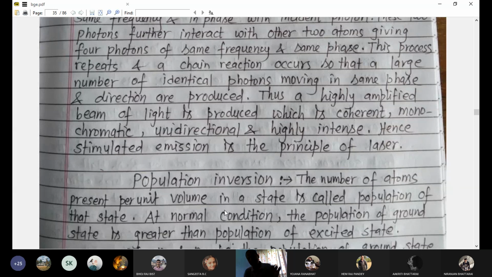एउटाले दुईटा निकाल्यो, दुईटाले अरु दुईटा निकाल्दा 4 वटा भयो, 4 वटाले 8 वटा, 8 वटाले 16, 16 ले 32, 32 ले 64, 64 ले 128, 256, 512 हुँदै हुँदै चेन रियाक्सन हुने भयो र यी सबै त्यहाँबाट निस्केका सबै फोटोनको डाइरेक्सन र फ्रिक्वेन्सी के छ एउटै छ। त्यसकारणले गर्दा हामी के भन्छौं भन्दाखेरि stimulated emission of radiation. So we can say that stimulated emission of radiation is the principle of laser.